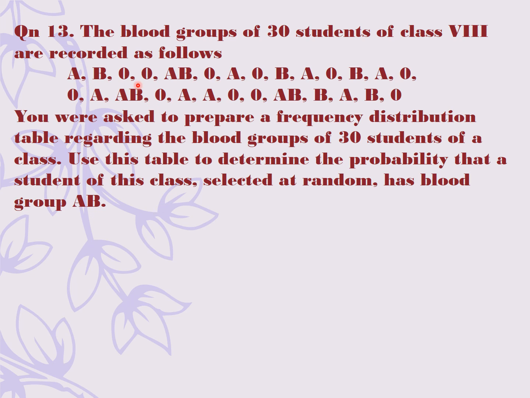So from here we will calculate how many students there are who have the blood group AB. If we start from the beginning, we can see here one student has got the blood group AB. Then if we keep on moving, we can see the second student here has the blood group AB, and we have got one more student, the third one, who has the blood group AB. So there are a total of 3 students who have the blood group AB.